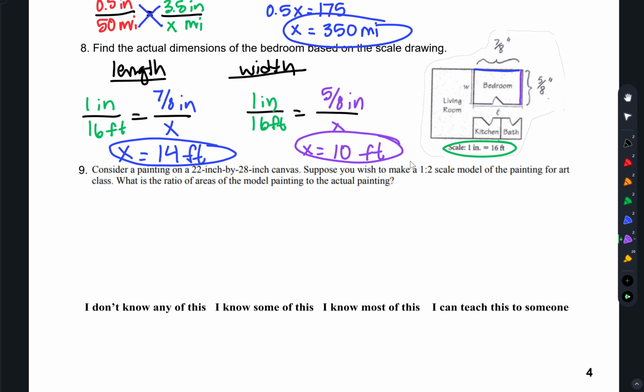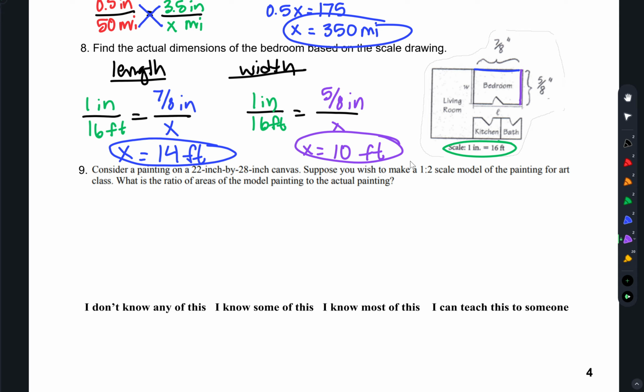Okay, last one. This is kind of a weird one. I'm leading you into something here. Consider a painting on a 22-inch by 28-inch canvas. Suppose you wish to make a 1:2 scale model of the painting for art class. What is the ratio of the areas of the model painting to the actual painting? So this is saying we're taking a model, we're making it bigger. We're comparing the ratios of their areas.